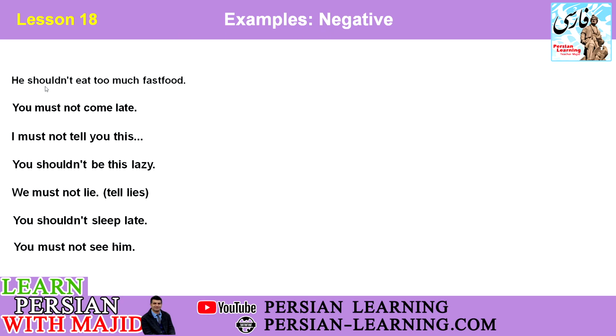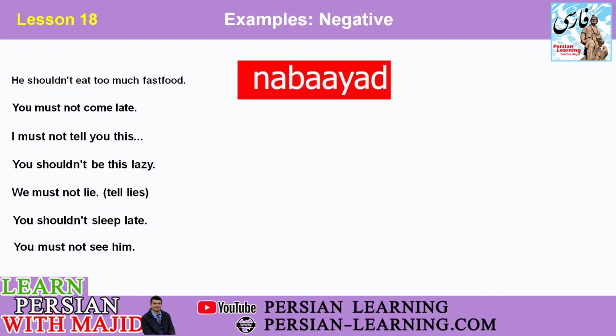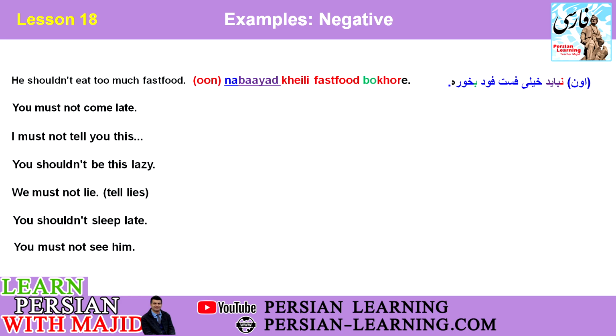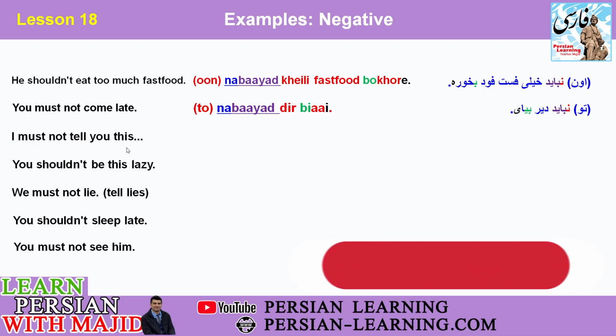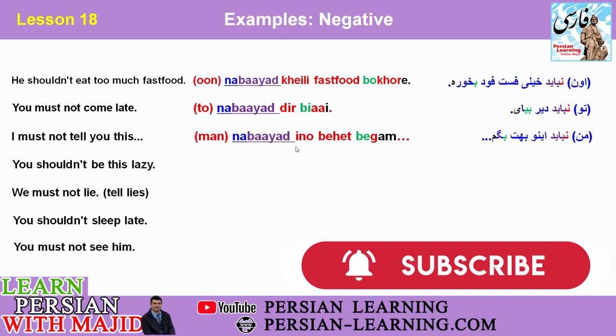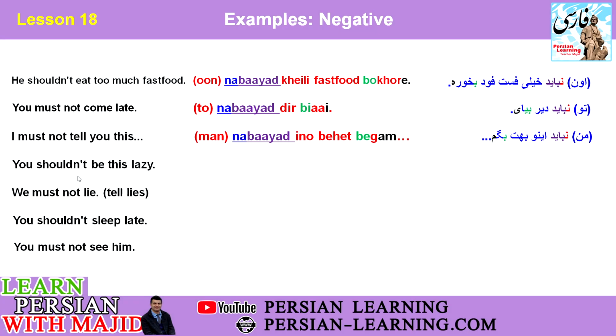Let's make negative sentences. The negative of باید, should, is نباید. So, اون نباید خیلی fast food بخوره. So the change is just here and it is fixed. Shouldn't is نباید for all sentences. You must not come late. تو نباید دیر بیای. I must not tell you this. نباید اینو بهت بگم. You shouldn't be this lazy or this much lazy. تو نباید اینقدر, this or this much, تنبل باشی.